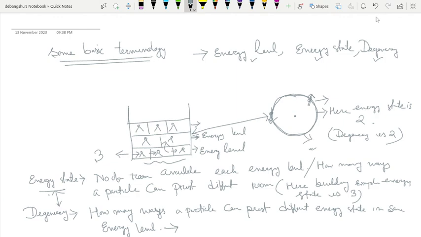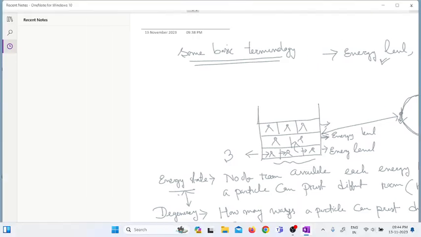So I hope you understand energy level, energy state, degeneracy. Energy state means the number of rooms available in each energy level. I hope you understand these three terms. These three terms are actually very important before learning statistical mechanics. I hope you understand all this.